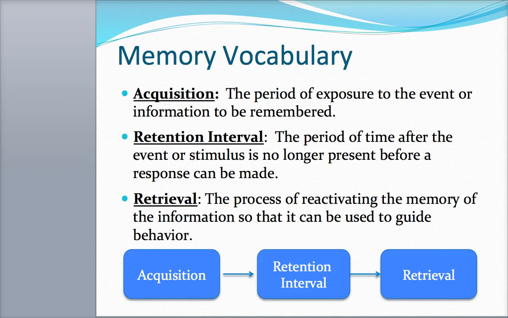The second phase is the retention interval. The retention interval is the time after the event or the stimulus is no longer present before the individual can make a response. That could be very short or it could be very long. And we often will manipulate the retention interval to study how robust a particular memory is. And then finally we have retrieval, which is the process of reactivating that memory at the time that it's needed in order to be able to respond so that it can guide behavior.